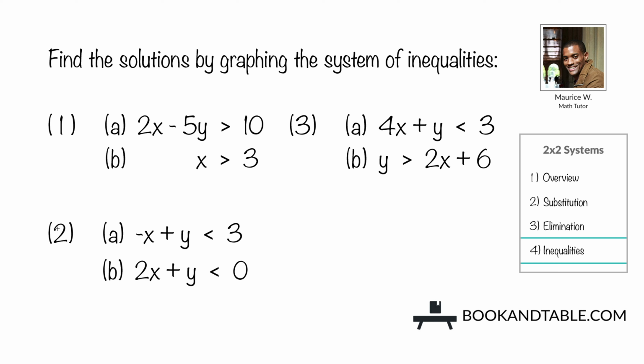Question number 2, inequality A is -x plus y is less than 3. Inequality B is 2x plus y is less than 0. In question number 3, inequality A is 4x plus y is less than 3. And inequality B is y is greater than 2x plus 6.